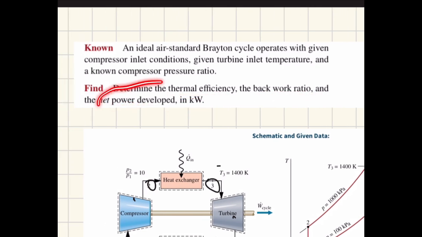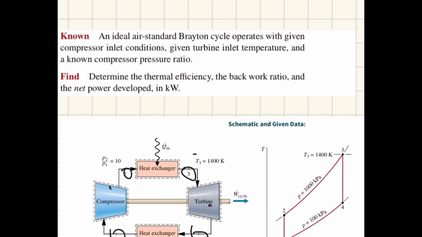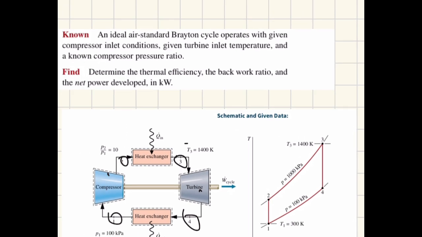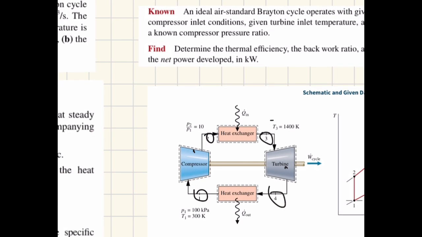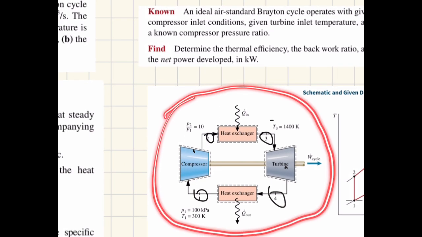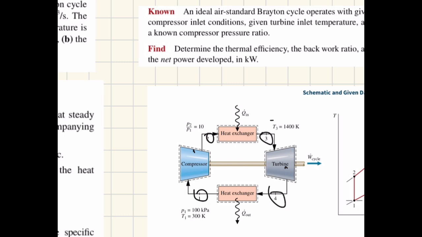the net power developed, in kilowatts. And this is the schematic. As mentioned by my friend Yomi earlier, this is the TS diagram for a Brayton cycle. This is going to be a straight line because it's an isentropic process for the turbine and the compressor. And this is the schematic that was also explained by my friend earlier. Here is the data that they gave us for each state. For T3 they gave us the temperature already, and for T1 they also already gave us the temperature.